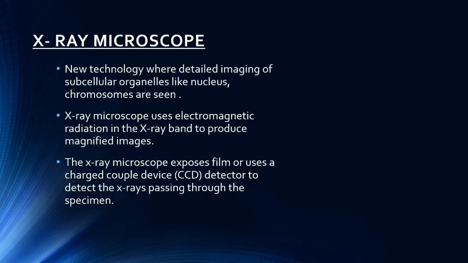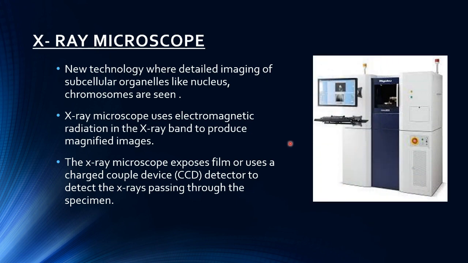X-ray microscope. X-ray microscope is a new technology where detailed imaging of subcellular organelles like the nucleus and chromosomes can be seen. The X-ray microscope uses electromagnetic radiation in the X-ray band to produce a magnified image. The X-ray microscope exposes a film or uses a charge coupled device, which is a CCD detector, to detect the X-rays passing through the specimen. This is the image of the X-ray microscope.